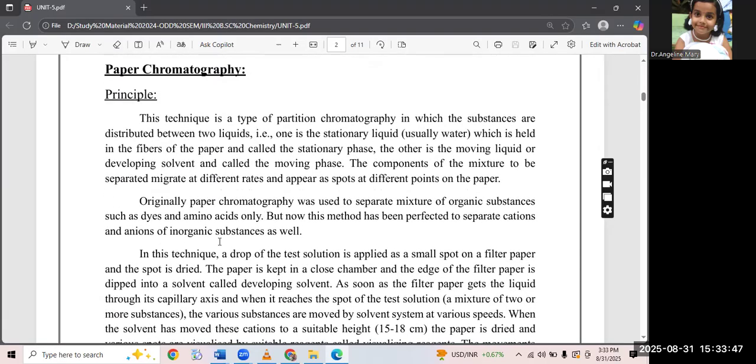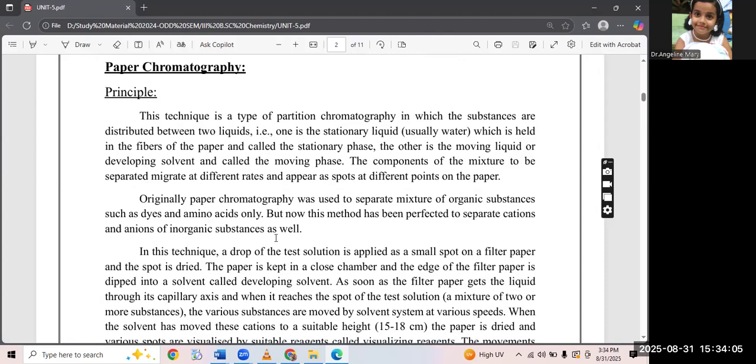Originally, paper chromatography was used to separate mixtures of organic substances such as dyes and amino acids only. But now this method has been perfected to separate cations as well as anions of inorganic substances also.